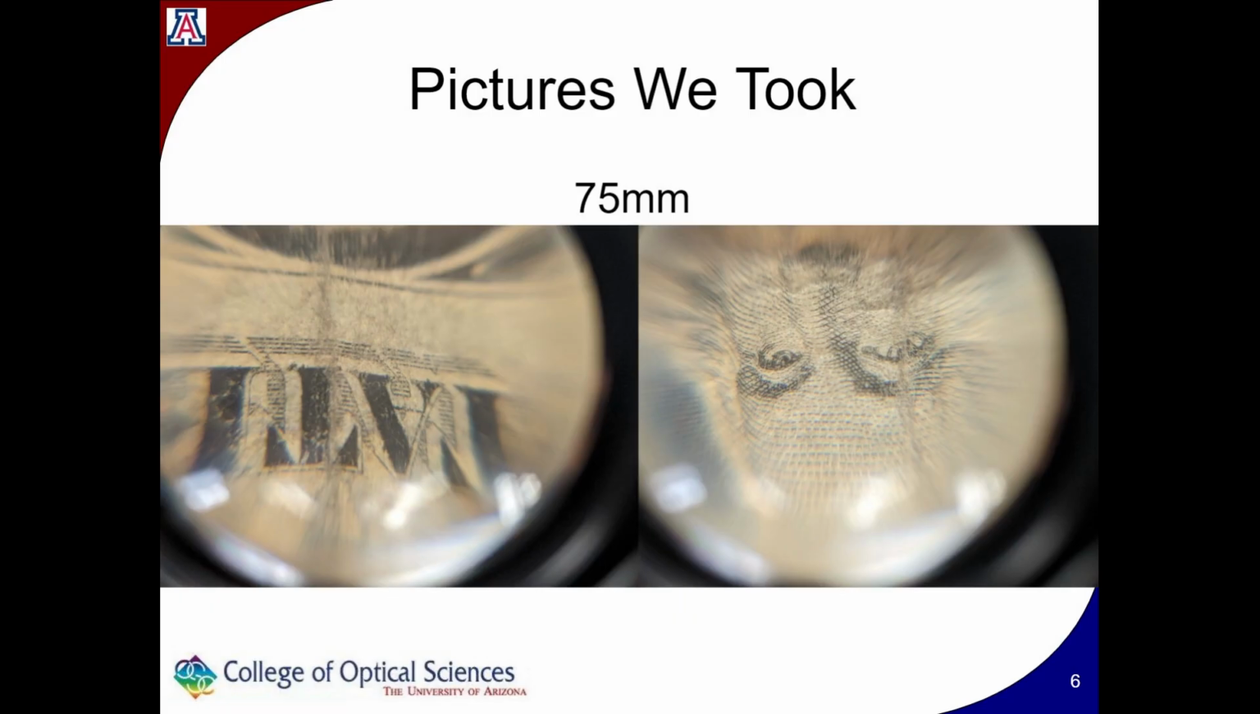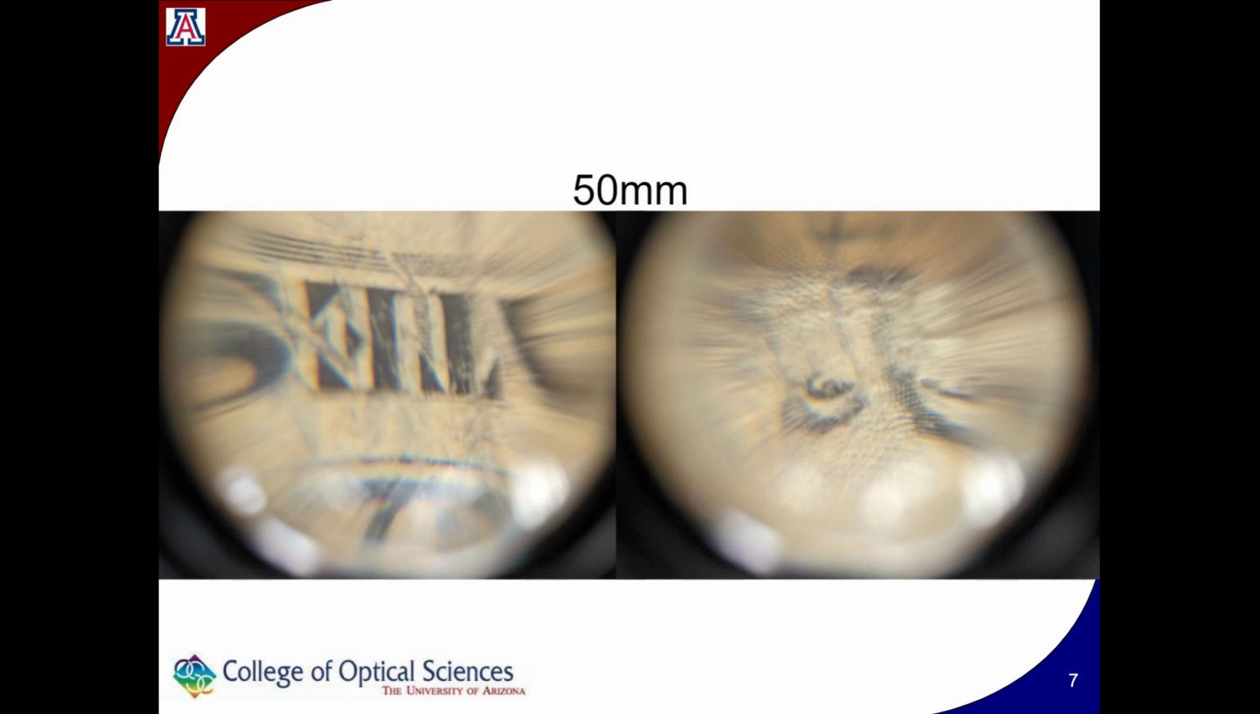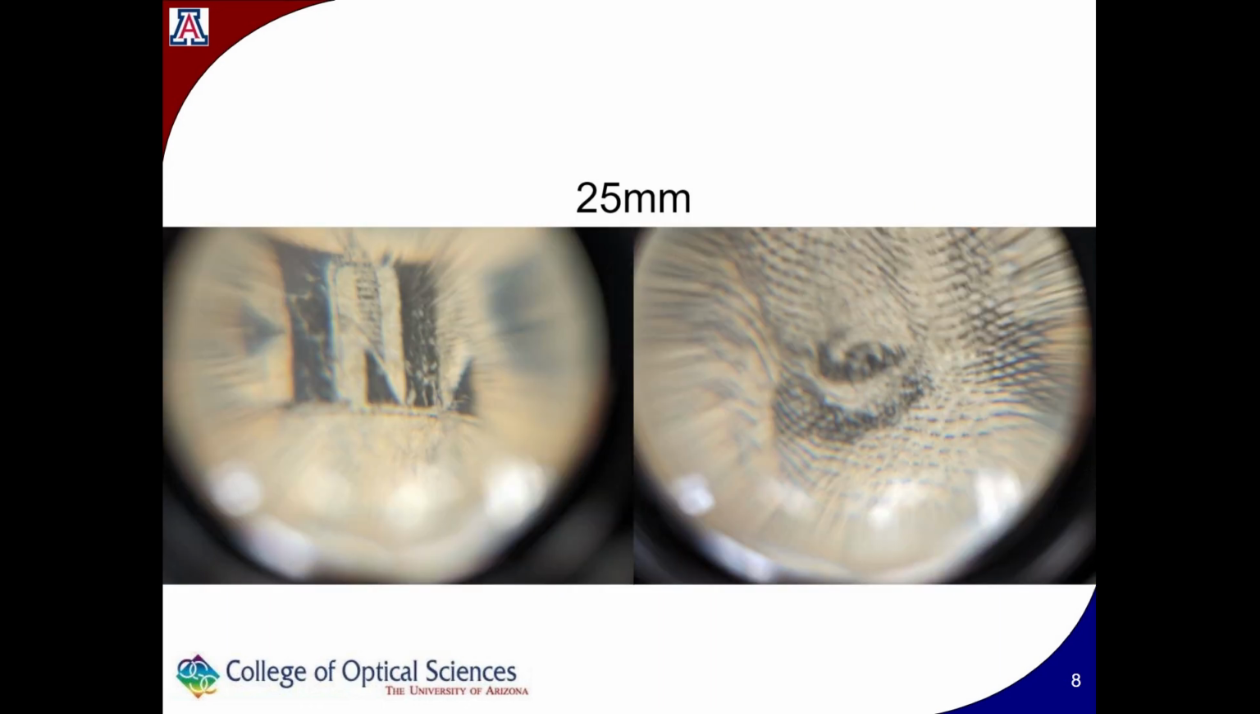Here are the images we took through our compound microscope of a $1 bill. You can clearly see that the magnification is much larger with the smaller focal length objective lenses. Looking at the letters on the bill also makes it easy to see the inversion of the image.